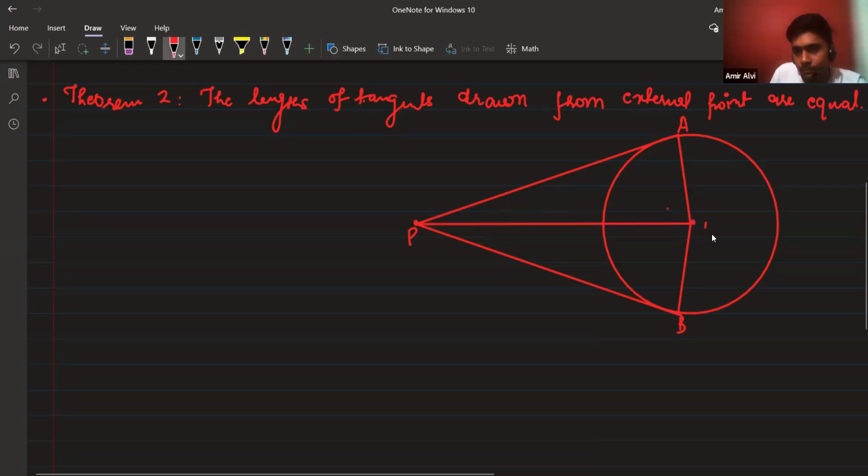So this is O. Okay, if I need to prove that PA equals PB, I need to prove that triangle POA and triangle BOP are congruent. By CPCT, I can say that PA equals PB. Yes or no, everybody? Yes, sir. So let's come to the proof. First, we need to write the construction, like what we have constructed. Clear? Yes, sir.